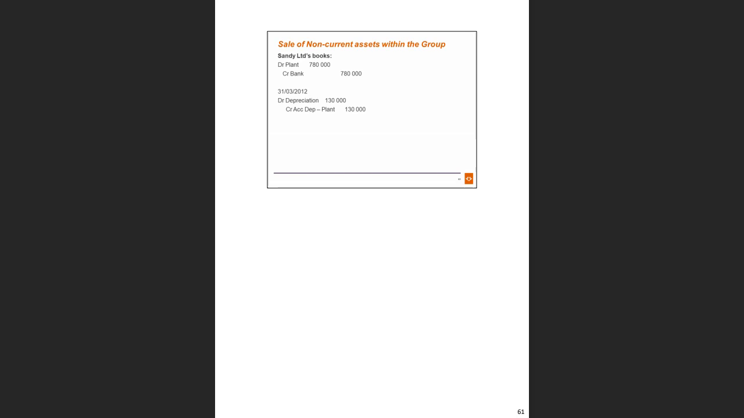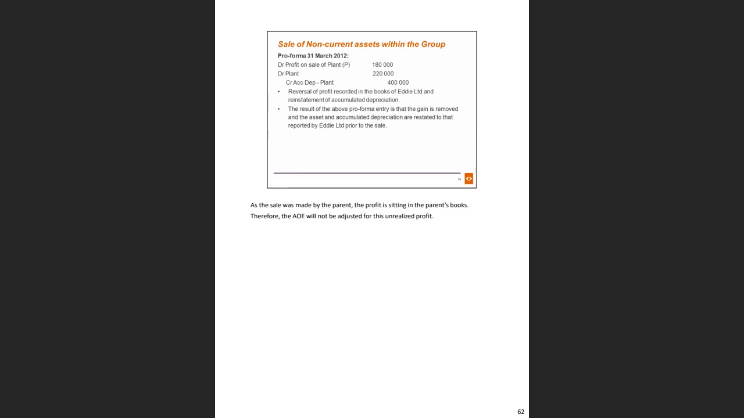So we have just seen how Eddie and Sandy will record this transaction in their own books. However, when we look at it from a group perspective, we are not happy because it appears as if we sold this asset to ourselves, which doesn't make sense. So from a group perspective, we're saying, no, this asset sale didn't actually take place. The asset was simply transferred from one room to another, essentially. So we cannot record a sale for this item.